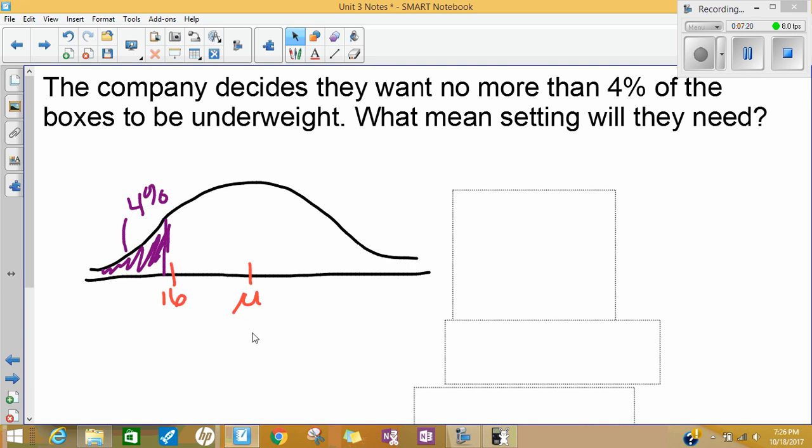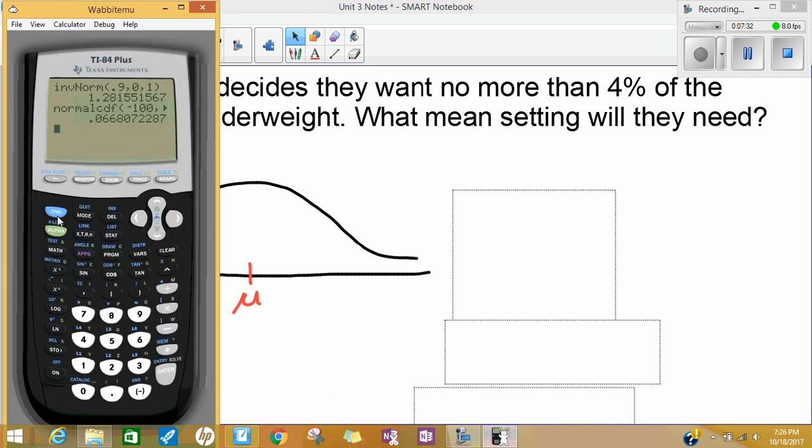We don't know what the mean is. That's what we're trying to explore and find out. We know the left tail percentage of 4%, and we're trying to find a z-score. So we're going to go to our calculator, second, vars, inverse normal, 0.04 is our percentage, leave the mean and standard deviation, and we get a z-score of negative 1.75.